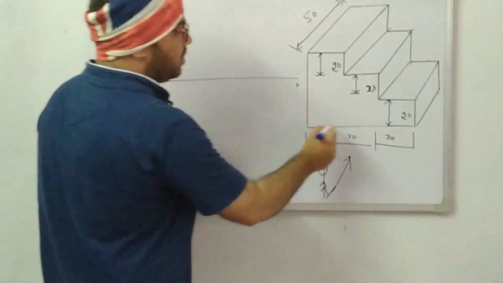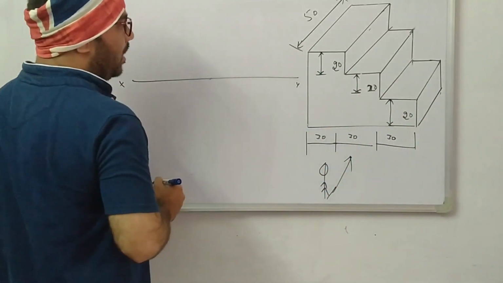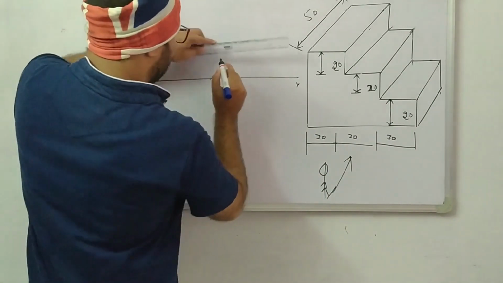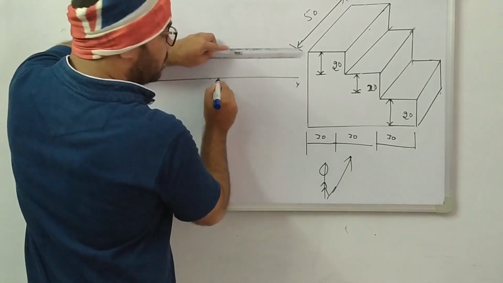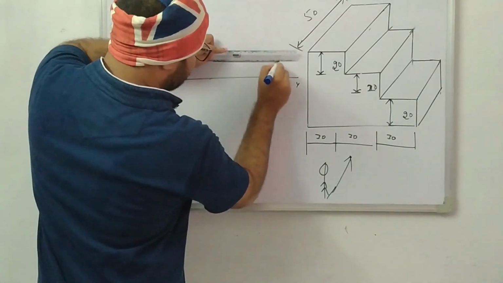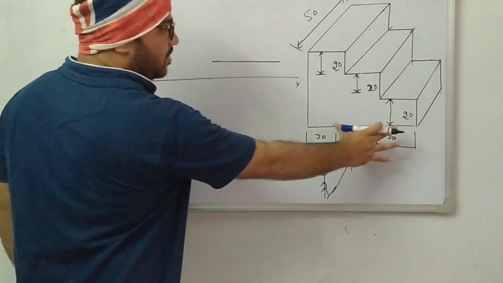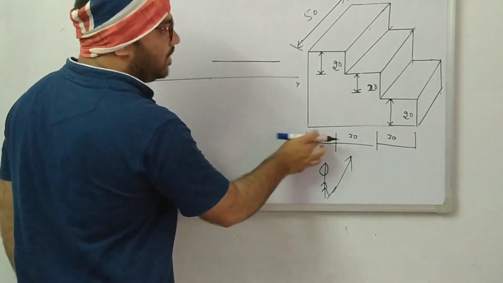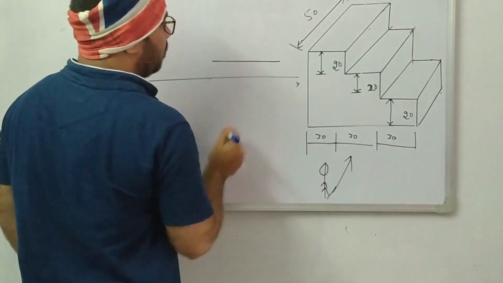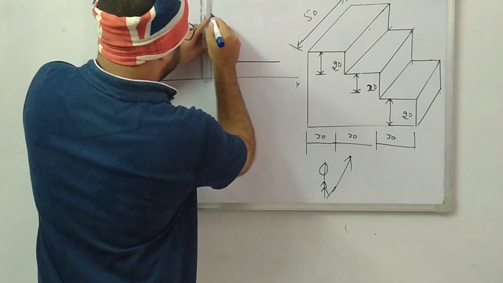Now first of all, take this length. What is the total length? The total length is 60. Maintain some distance and draw the 60. I have drawn this length 60, and what is the height? This height is here 20, 20, 20. The total height is 60.